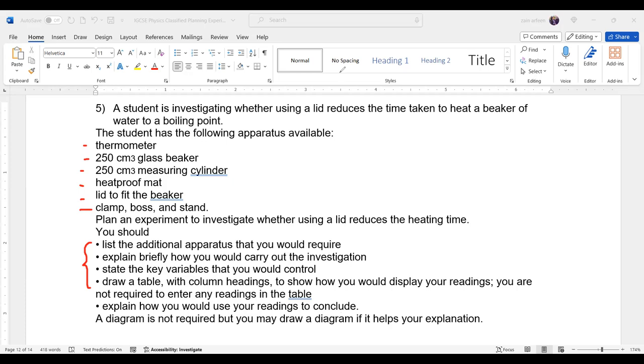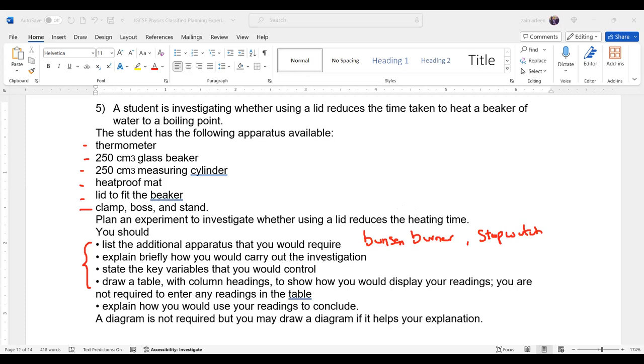A Bunsen burner. A Bunsen burner, good. So we need a Bunsen burner. What else? I prefer that you use mic so it saves time instead of all our typing. Those who mentioned stopwatch, that's correct as well. So we need a Bunsen burner and we need a stopwatch. Or you can also mention heater, electrical heater, to heat the water, or Bunsen burner is also fine.